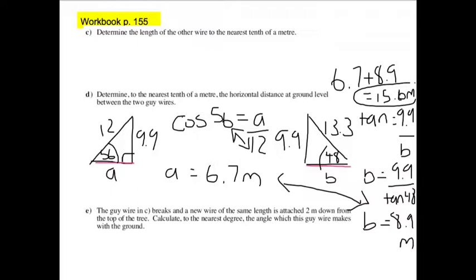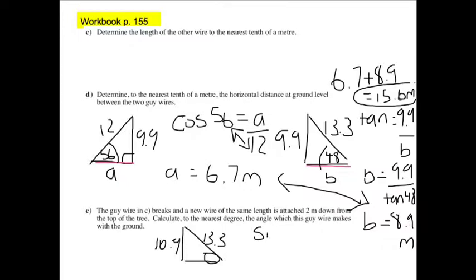Next up, the guy wire in C breaks, and a new wire of the same length is attached 2 meters down from the top of the tree. Calculate to the nearest degree the angle at which this guy wire makes with the ground. So C, we found a guy wire that was 13.3 meters, and it's going to be attached 2 meters down from the top of the tree. Well, we found the tree was 12.9 meters, so this is going to be 10.9 meters. And this is 13.3.